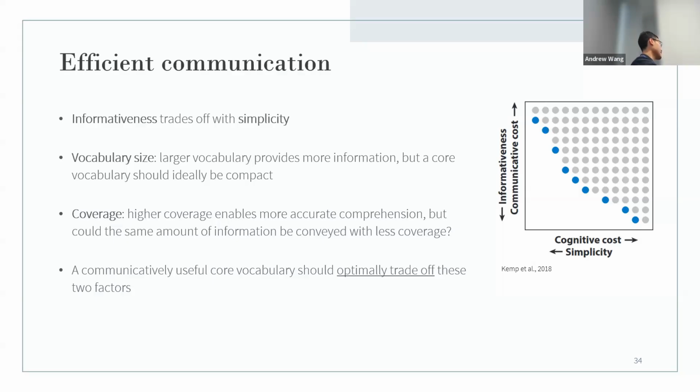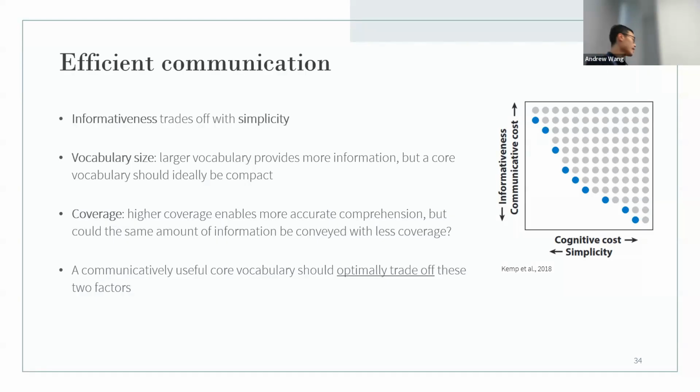But then again, the idea of core vocabulary suggests that it should be a smaller core vocabulary rather than a larger core vocabulary, and it should ideally be a relatively small number of words that are relatively important to the language. And also in terms of coverage, a higher coverage is going to enable more accurate comprehension, is going to provide more information.